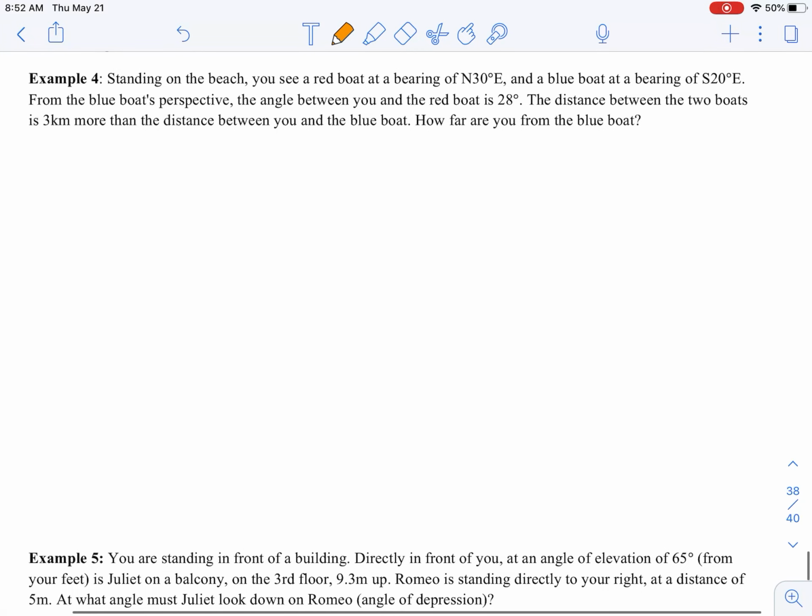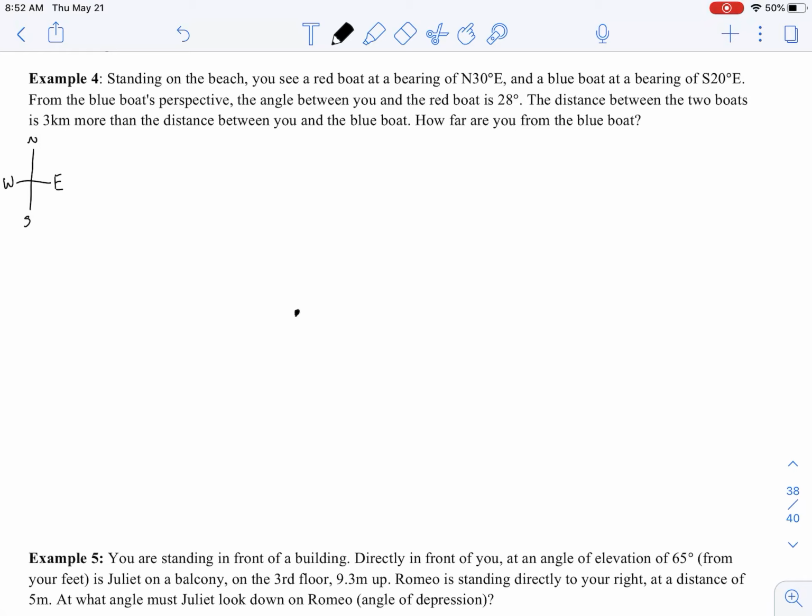Number 4, standing on a beach, you see a red boat at a beach, north 30 degrees east. So first thing we got to know, never enter smelly washrooms. Northeast, southwest. If you took geography class with me, you should know that.